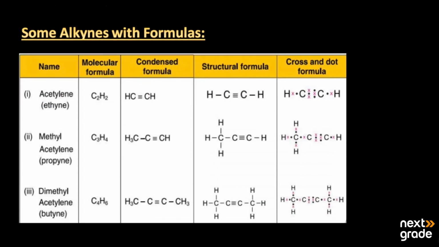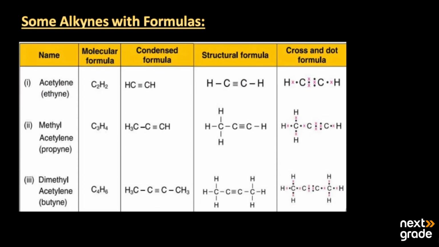Then we have some alkynes with their formulas. The first member is named acetylene. This is its common name, and ethyne is its IUPAC name. The word yne denotes that these are basically alkynes. Its molecular formula is C2H2. Its condensed formula has the carbon-carbon triple bond with two hydrogens attached along with it. This is its structural formula, and at the end we have its cross and dot formula.